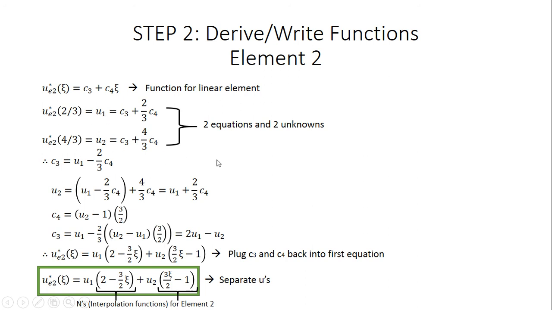Again, we have 2 equations and 2 unknowns. You're going to solve all those out, separate the u's, and then you end up with this equation in the green box. And once again, those terms in the parentheses are our unique interpolation functions for element 2.